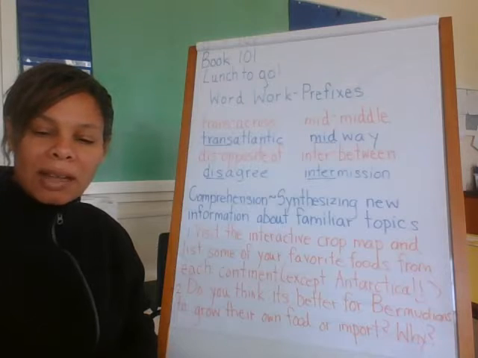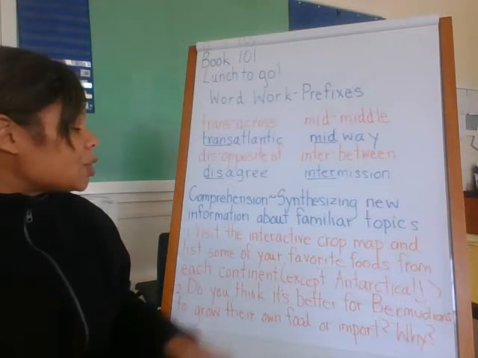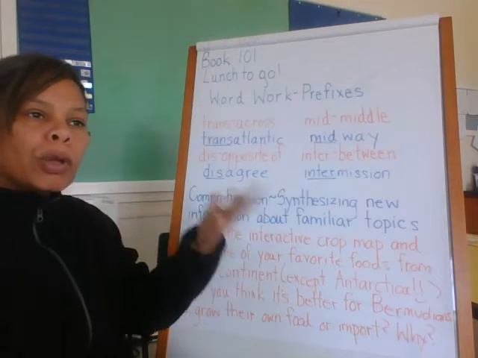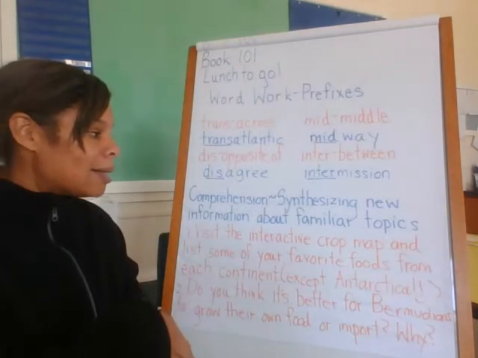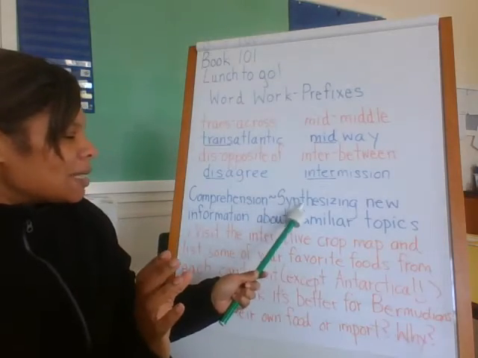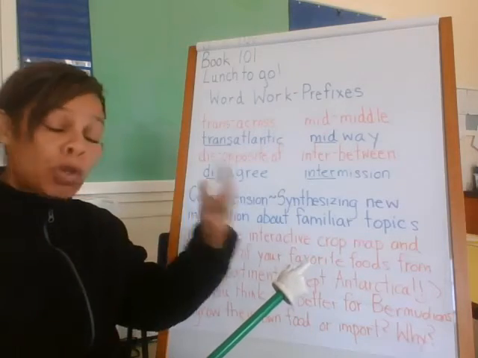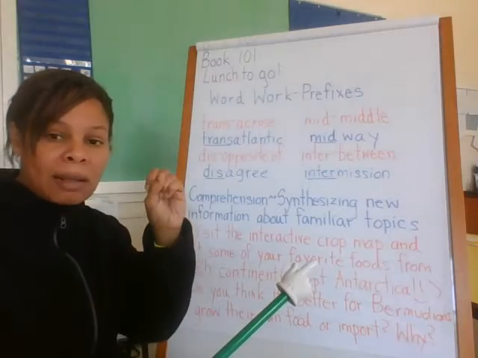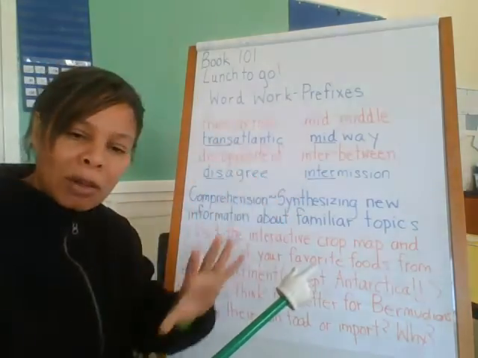Okay, so you should have had enough time reading the rest of Lunch to Go. I told you our comprehension today is I want you to be thinking about what you already know about food and how your parents get you food, and some new information. It's a tricky term called synthesizing new information about familiar topics. What that means is that you learned some new things today. You learned about different places where we get our food from. Everything is not magically at Lindo's, and it has to come from somewhere else. So you got to learn a little bit of that today.